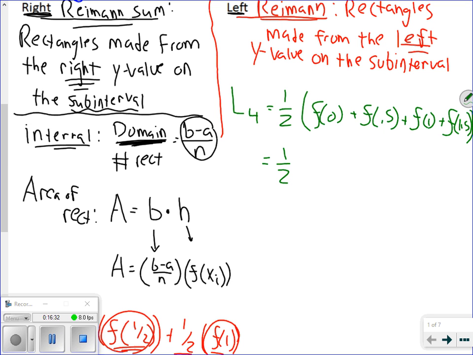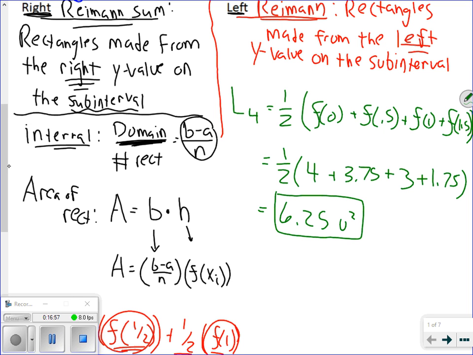Most of those we've already found in the previous problem. f of 0 is 4. We already know f of 0.5 is 3.75. That's 3, and that's 1.75. So if I approximate the area using those values on the left side, I'm getting 6.25 units squared.